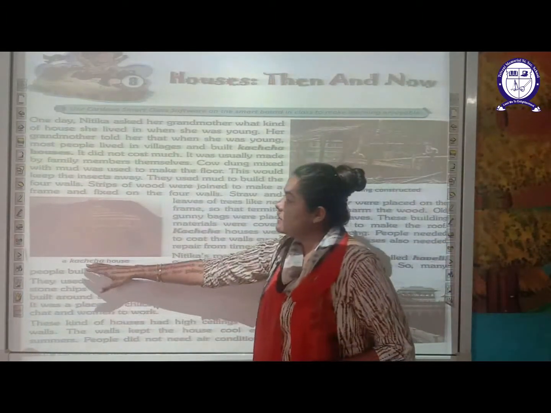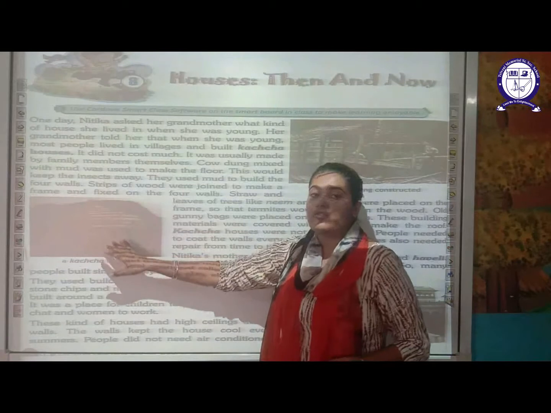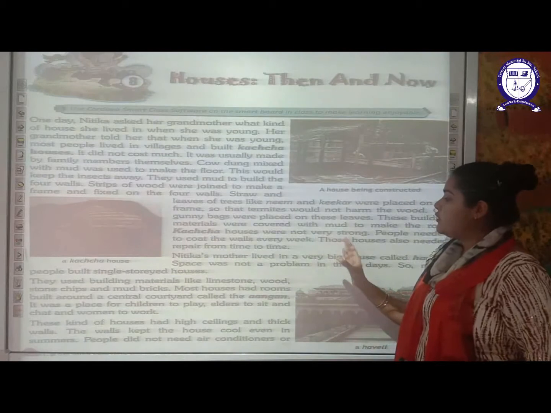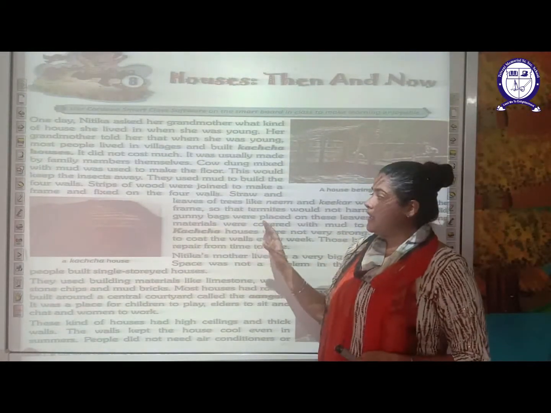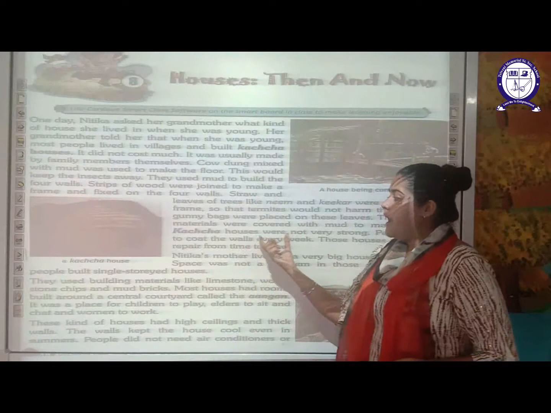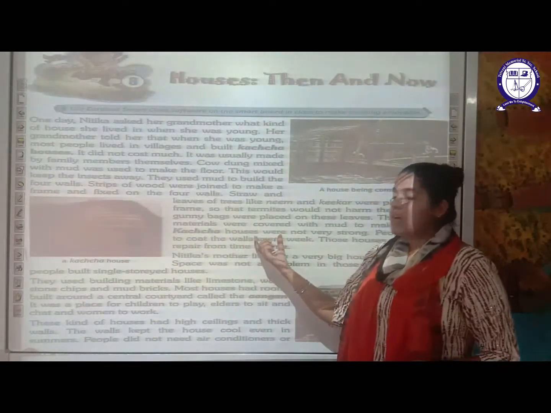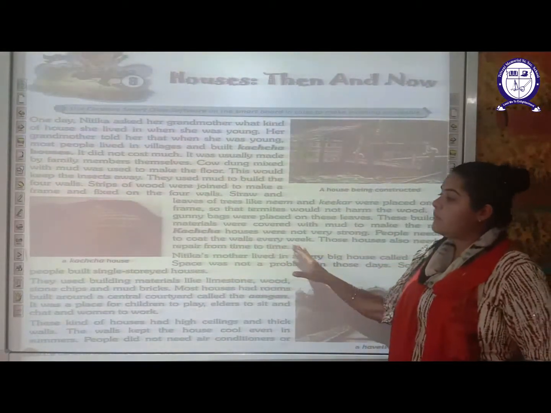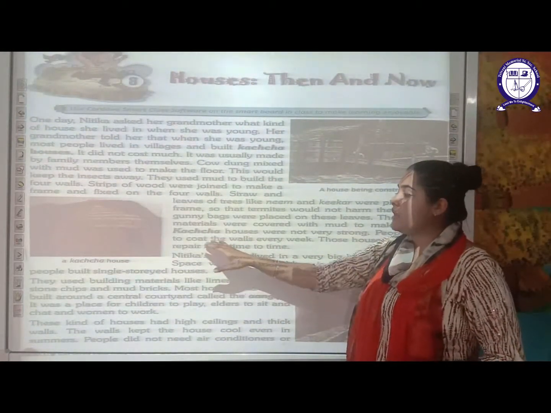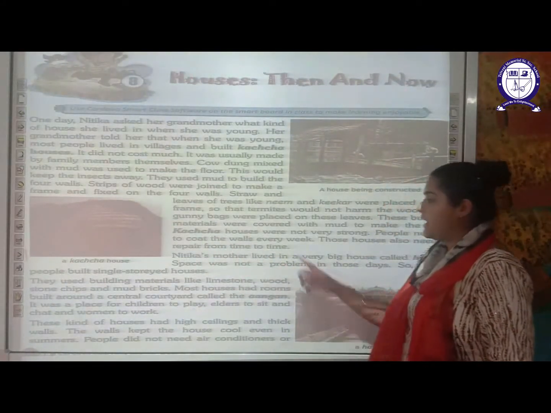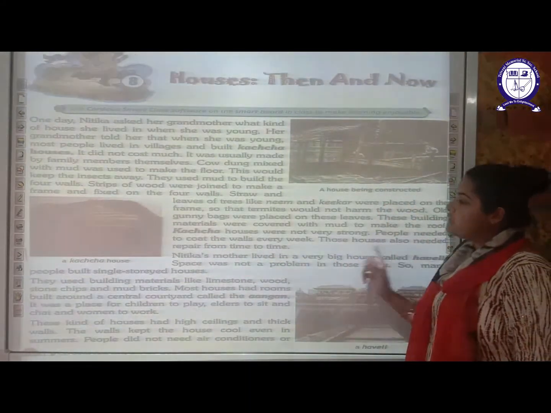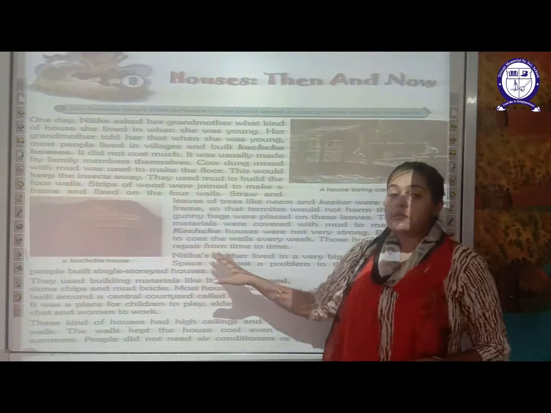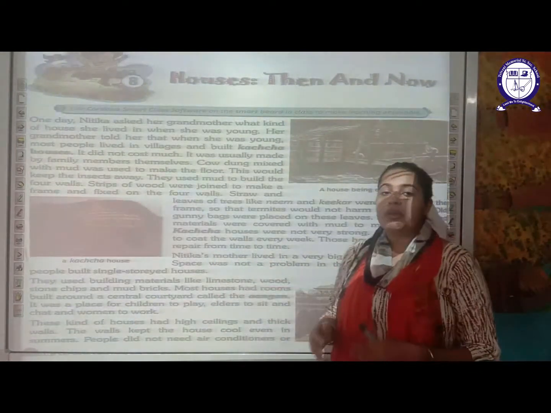As you can see here, this is a kacha house. It is made up of straw and leaves of certain trees. These kacha houses were not very strong, as the building materials used are not very strong. Because of that, people needed to coat the walls every week. These houses also needed to be repaired from time to time, as they are not strong enough.